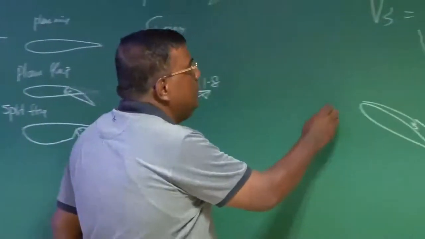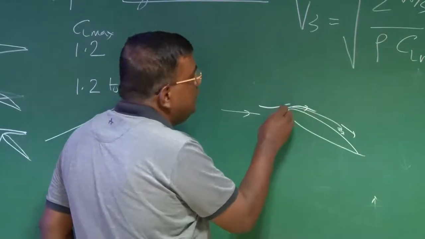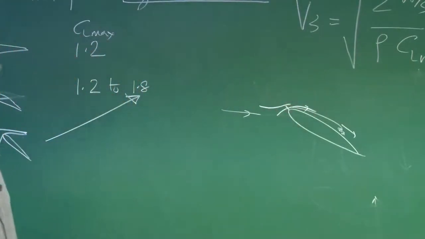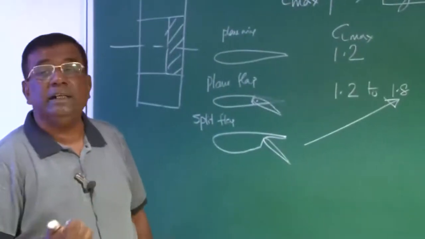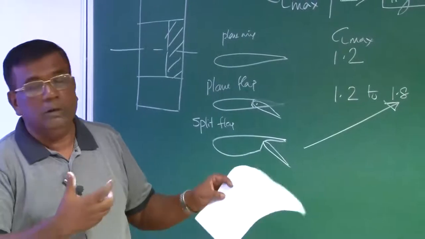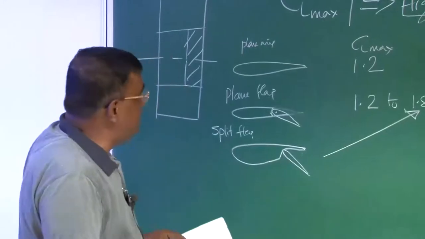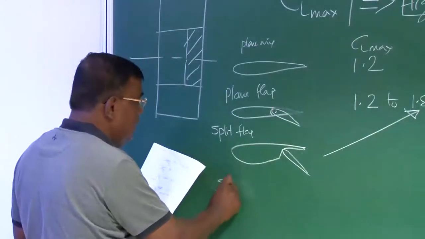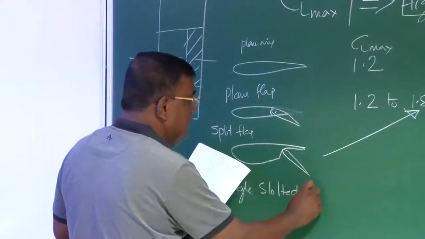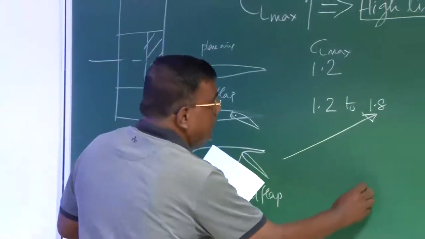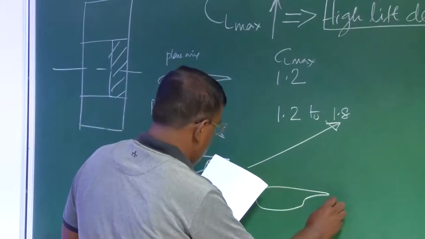So what is done, suppose I create a slot here, let the airflow come here and go through. Because this is a small area, a lot of speed increment will be there. That will impart kinetic energy to the fluid and the separation will be delayed, and in the process you get CL max. So this concept is used for the single slotted flap.